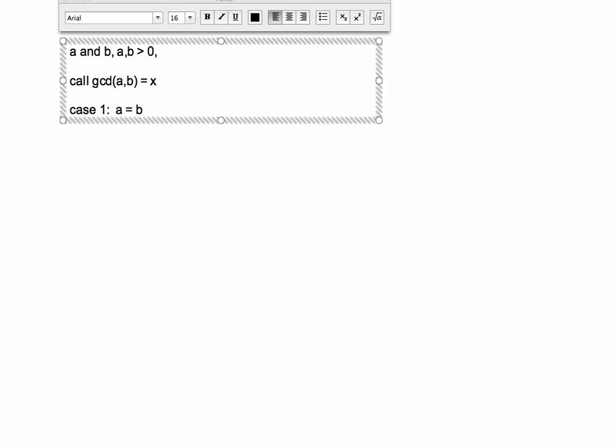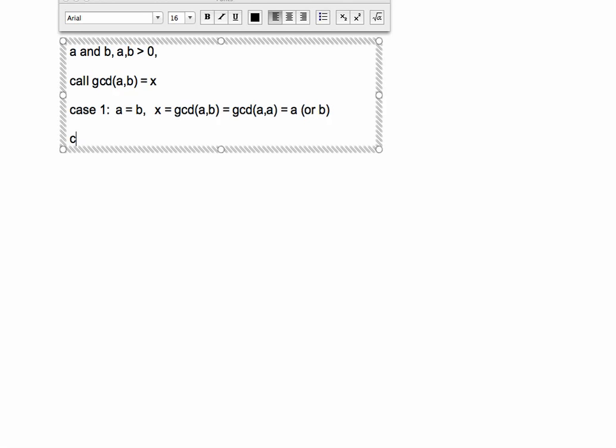Well, if A is equal to B, then X, which is the GCD of A and B, is equal to the GCD of A and A, or B and B. That doesn't matter. The GCD of a number and itself is just itself. That's sort of trivial. All right. So if A equals B, then we know that X is equal to A, and it could have been B. So we'll just put that X is equal to A or B.